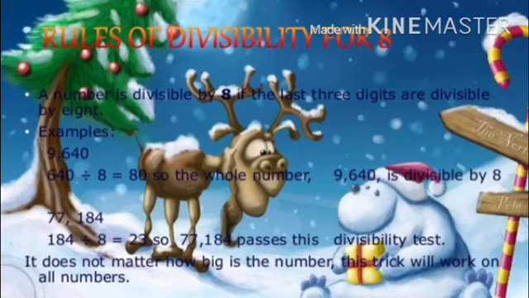Now let us take one more example. This is 77,184 and the last 3 digits are 184. Is 184 divisible by 8? Yes, it becomes 23. It means if the last 3 digits are divisible by 8, the whole number is divisible by 8. It does not matter how big the number is, the trick will work on all numbers.